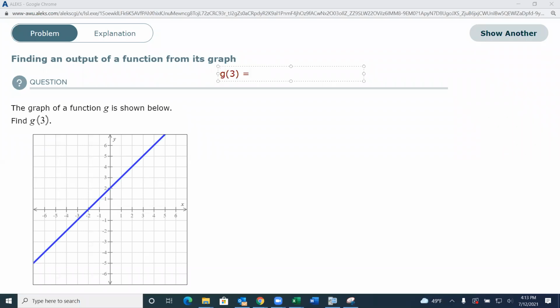G of 3 means when x is 3, what's y? That's what it means. G of 2 means when x is 2, what's y? F of 9 means when x is 9, what's y? But instead of writing out this sentence every time, we just say g of 3. Okay? It's not g times 3. This notation has nothing to do with multiplication.